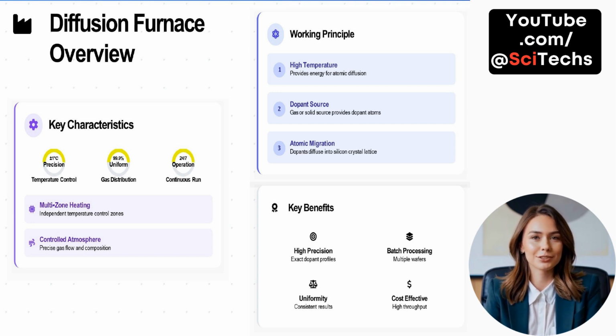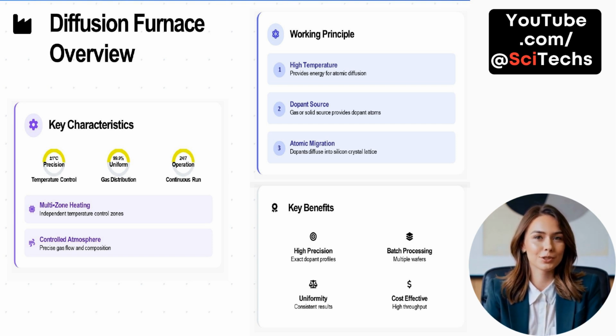These systems are designed for 24/7 continuous operation, maximizing productivity. Multi-zone heating allows different sections of the furnace to be independently controlled, maintaining optimal thermal gradients. A controlled atmosphere ensures the exact composition and flow rate of process gases.